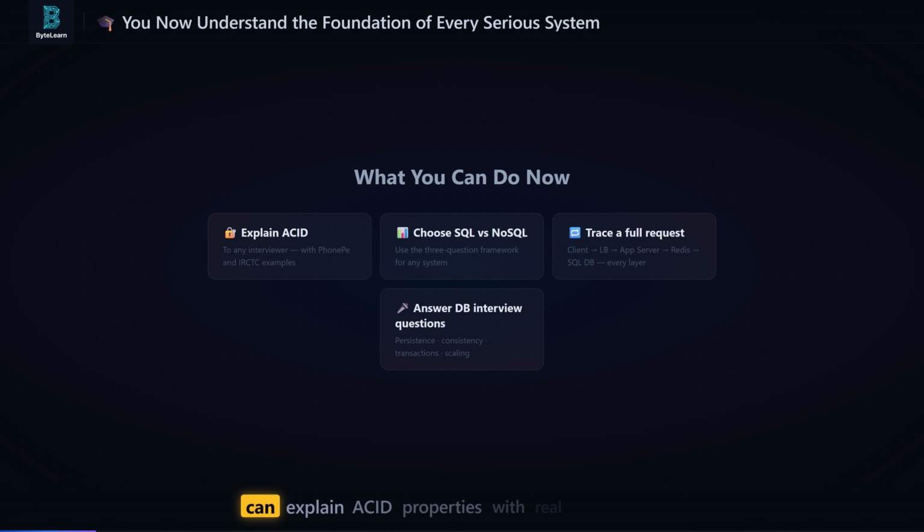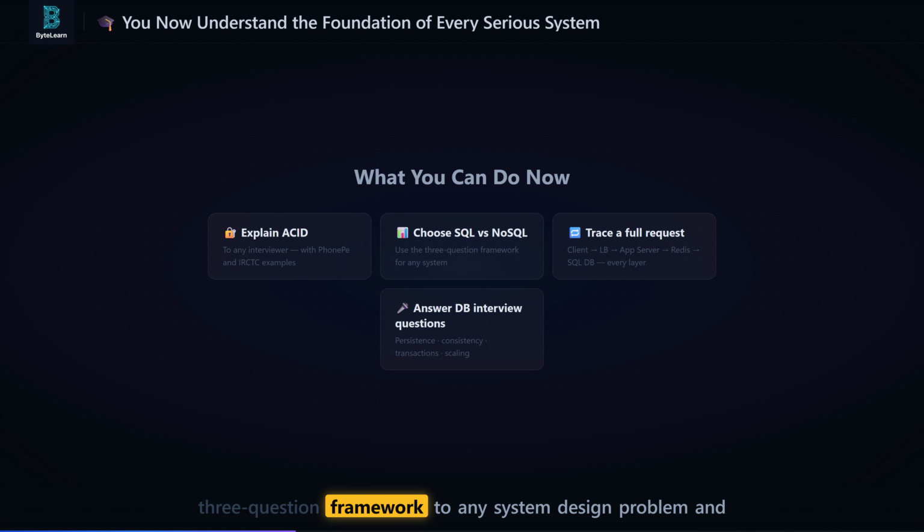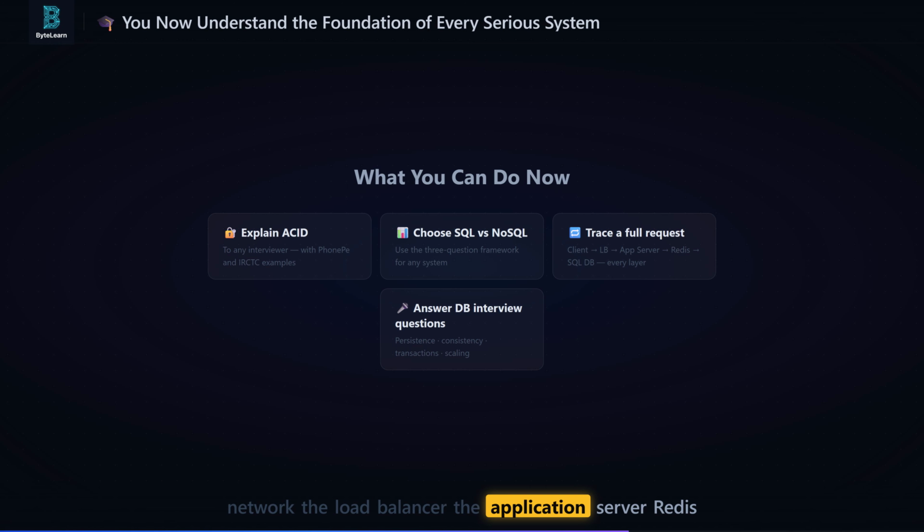You can explain ACID properties with real examples, not just define the acronym. You can apply the three-question framework to any system design problem and defend your database choice. You can trace a complete request from the user's tab through the network, the load balancer, the application server, Redis cache, all the way to the SQL or NoSQL database and back. You can answer every standard database question in a system design interview.